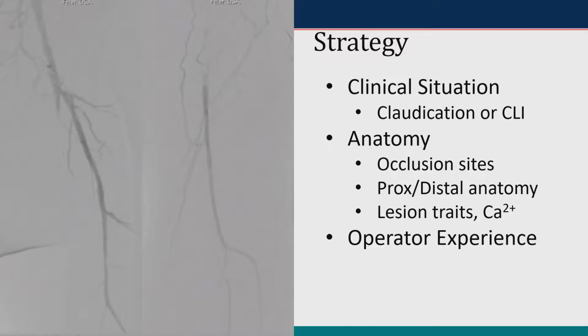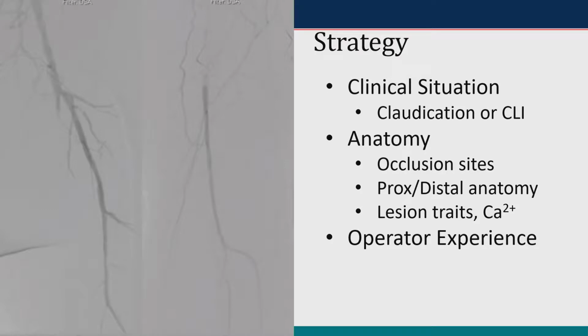Your strategy is going to depend on a couple of things. First is the clinical situation. Is this a claudicant or is this a critical limb ischemia patient? And that might adjust your level of aggressiveness. Anatomy, so occlusion sites. What are the proximal and distal caps like? Are they calcified? What are the shapes? Is there a big collateral coming off of it? How much runway do you have?